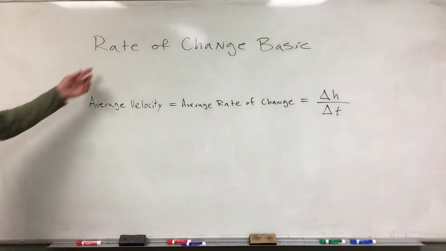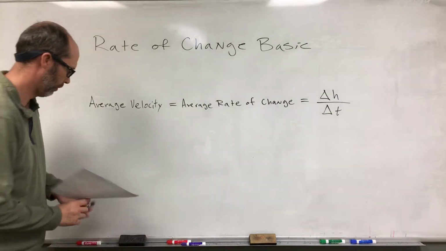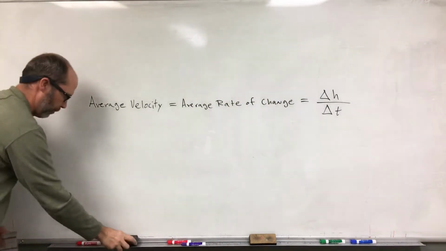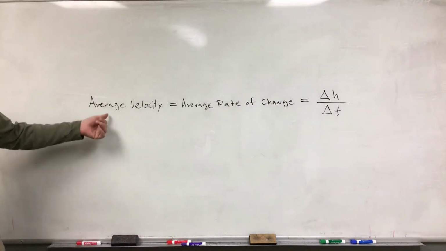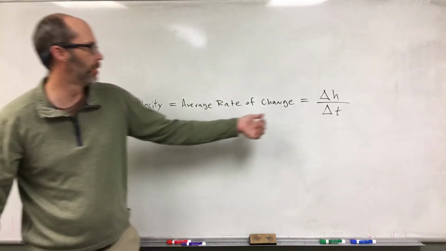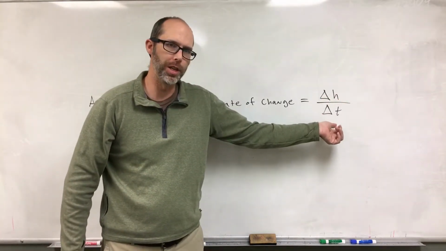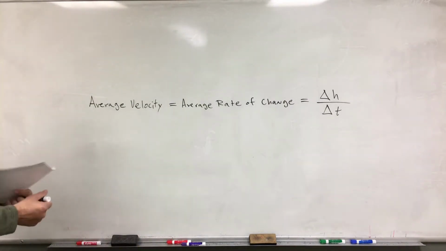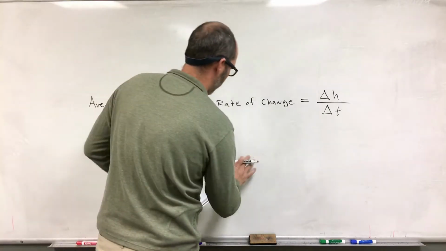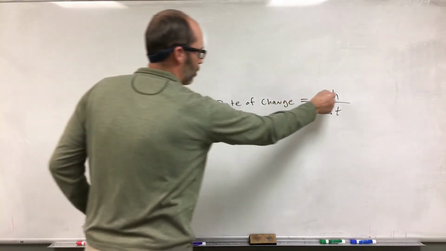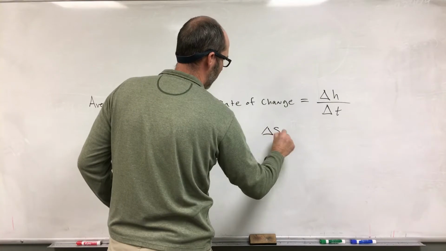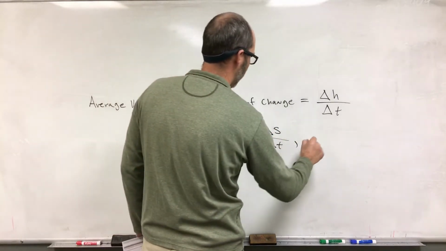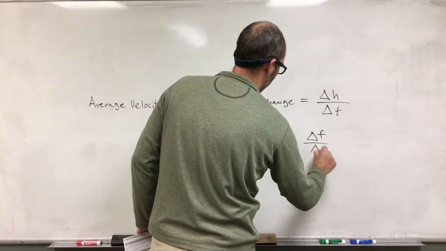Alright, this is the video for rate of change basic. One key fact is that the average velocity is the average rate of change, which is the change in h over the change in t. You might have seen this as change in h over change in t, or change in s over change in t. In functions basic, you might have seen this as change in f over change in t.